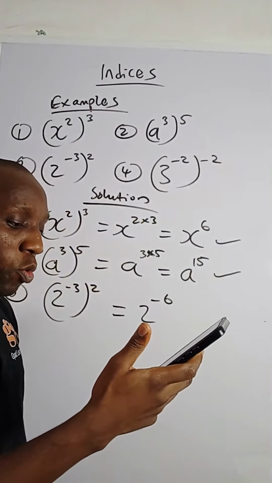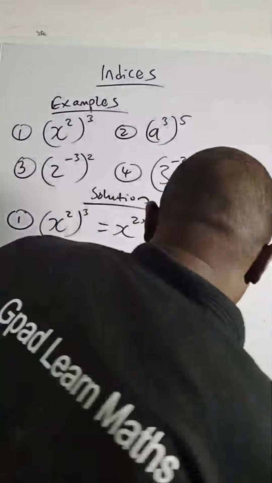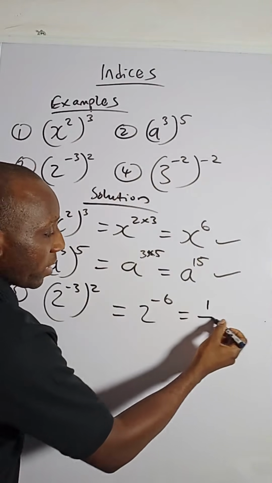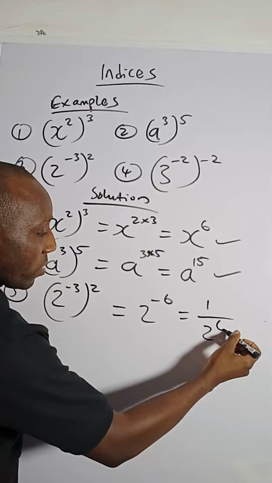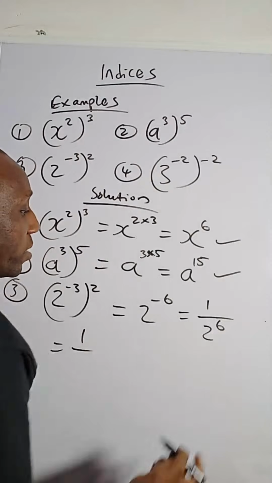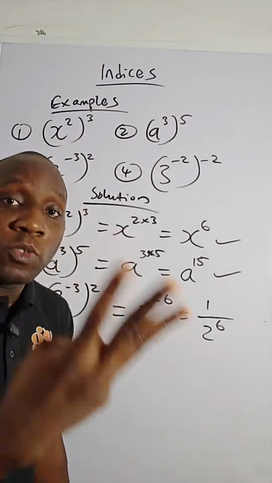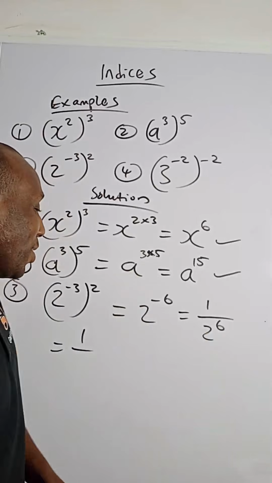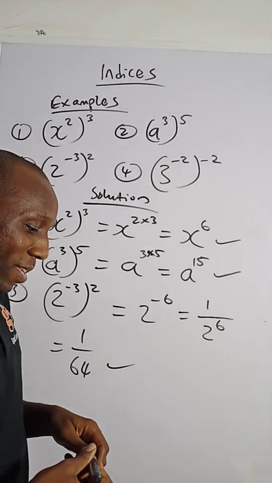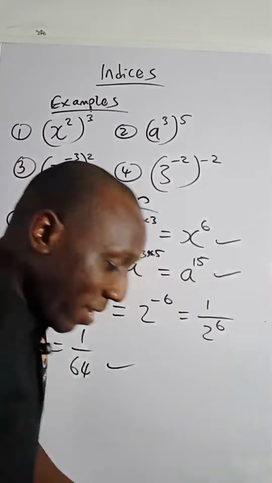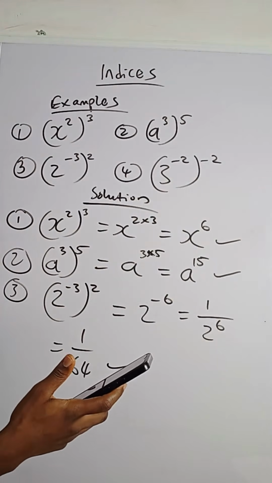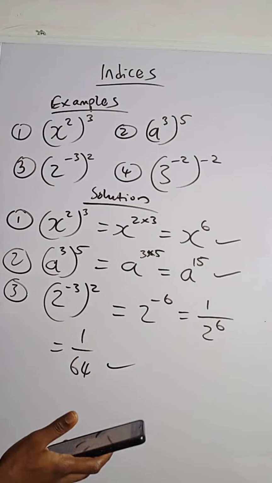Somebody already told me 1 over 64. Isn't that beautiful? So for this negative sign, we take the reciprocal of 2 raised to the power of 6. So finally this is 1 over 2 raised to the power of 6. What is that? 2 times 2 times 2 times 2 times 2 times 2, which is 64. So that's your answer, 1 over 64. I hope this is making sense. Is somebody getting value here? Type 1 in the comments if this is making sense to you. Yeah, the answer is 1 over 64.